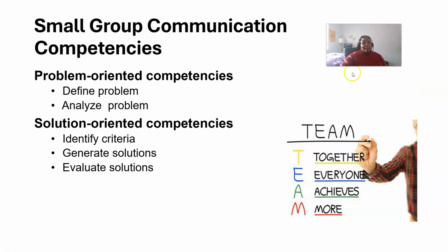And then we have competencies. We have team. Together, everyone achieves more. With problem-oriented competencies, teams are able to define and analyze the problem. With solution-oriented competencies, you figure out which problem you're going to solve. So identify the criteria of the problems, generate and brainstorm solutions, and evaluate those solutions. Once you implement a solution, the team goes back and evaluates what worked and what didn't work.